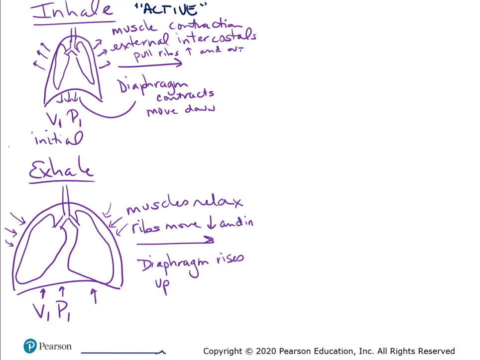Muscles contract, 2 groups of muscles. One set of muscles is called the external intercostals. The external intercostals are the muscles between your ribs. You know that you got 12 pairs of ribs going down both sides. There's muscles in between, connecting those ribs. When they contract, they pull your ribs up and out. If you take a deep breath, you can feel your ribs come up and out. The other muscle that kicks in is your diaphragm.